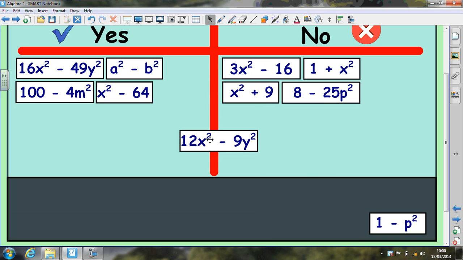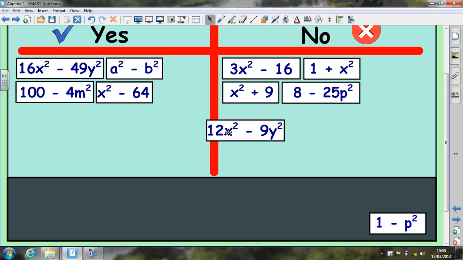Okay, so there we have 12x squared subtract 9y squared. So the subtract's there, the y squared is there, so is the x squared, that's all good. The 9 can be made by 3 times 3, which is good, but the 12 is not a square number. You can do 2 times 6, or 3 times 4, or 12 times 1, but you can't do 6 times 6. That would be 6 add 6. 6 sixes are 36. So that's not a difference of two squares.